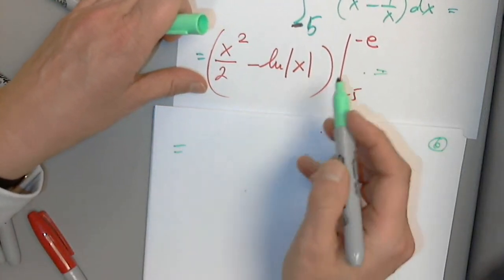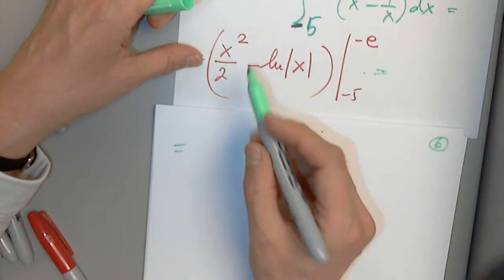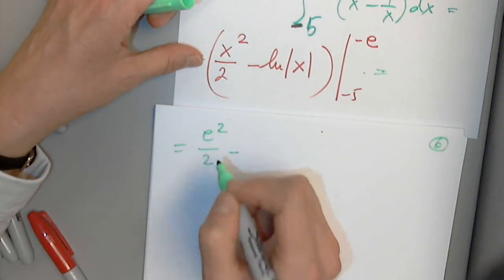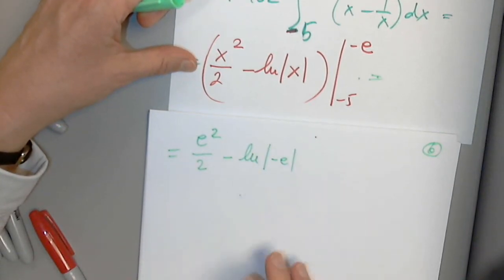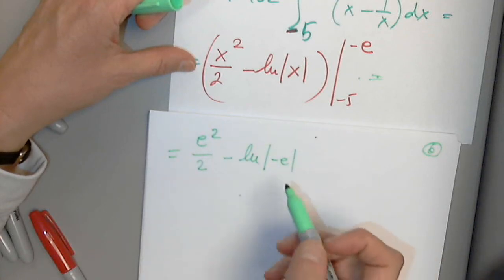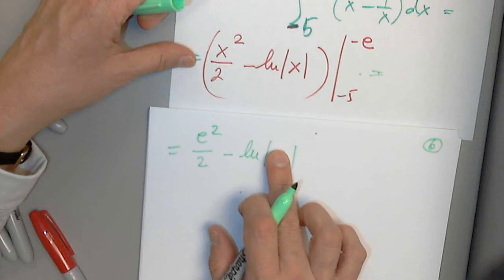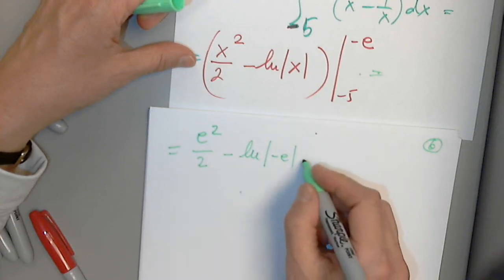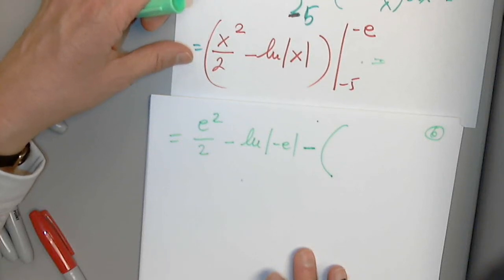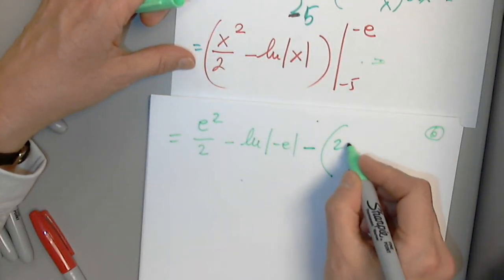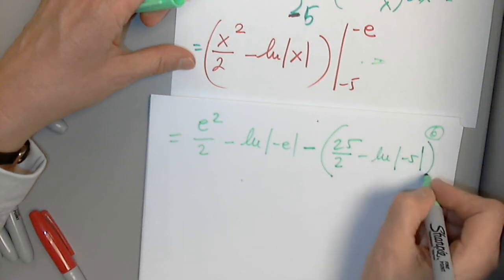we plug in the top first. So when I plug in -e and I square it, it's just e squared over 2 minus. When I plug in -e in natural log, I'll see in a moment, it's just going to be 1. Yes, because this is the absolute value, so it's going to be e. Natural log e is 1. So let's continue. Minus, open parentheses so you don't forget to distribute a negative sign. Let's plug in -5. Well, 25 over 2 minus natural log of the absolute value of negative 5.